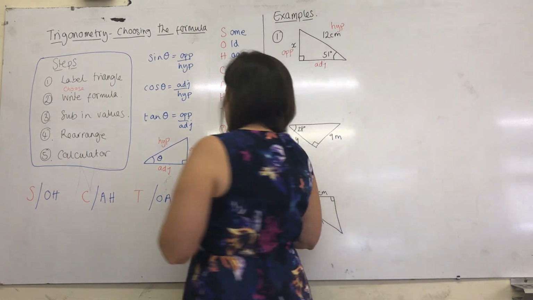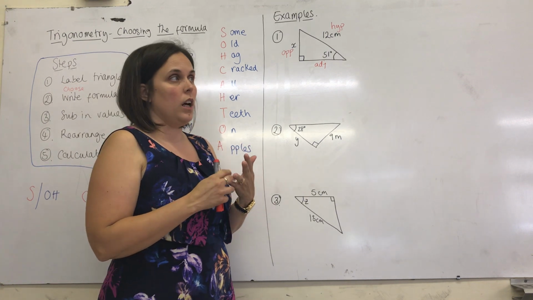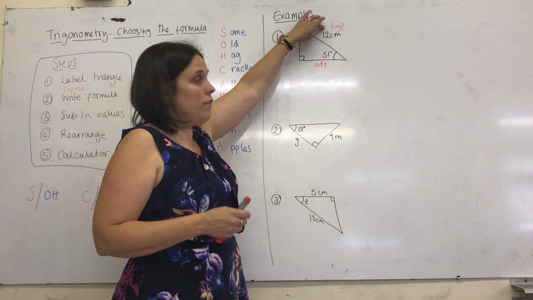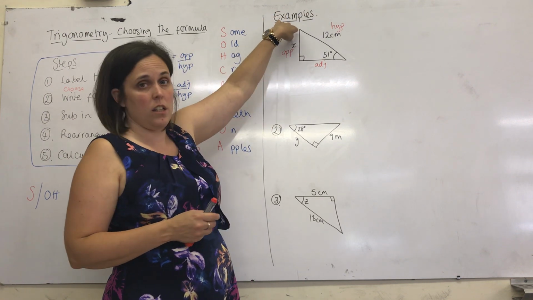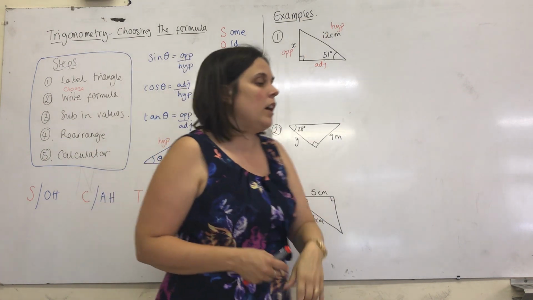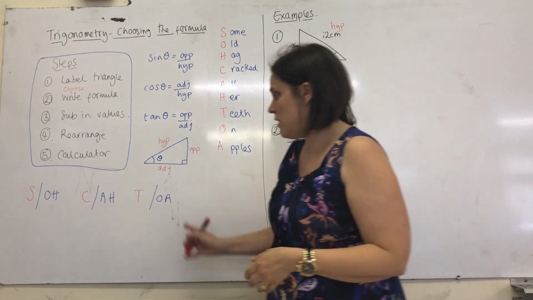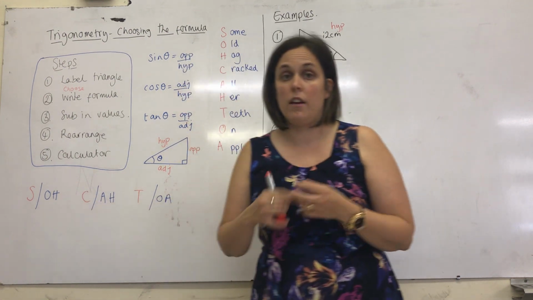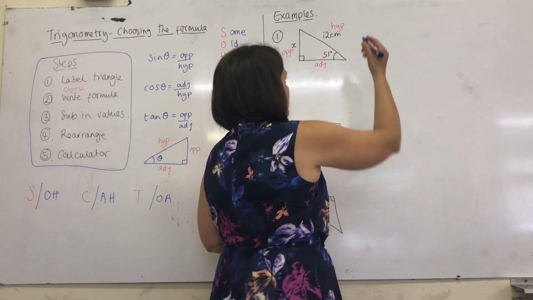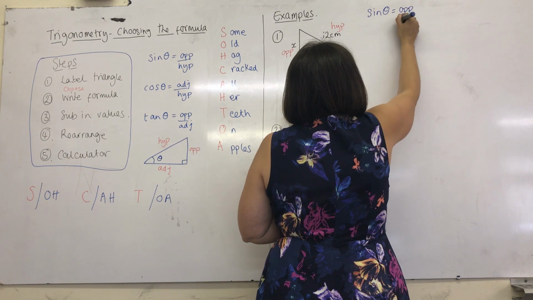The second way of doing it is by looking at the two sides that you've got or are going to use in the formula. So in this case, we have been given the hypotenuse and we want to find the opposite. So these are the two sides that we're going to be using, and then we look at the formulas and we say, right, which formula uses opposite and hypotenuse? No, no, yes. So therefore it must be sine. Okay? And then we write it out. Sine theta equals opposite over hypotenuse.